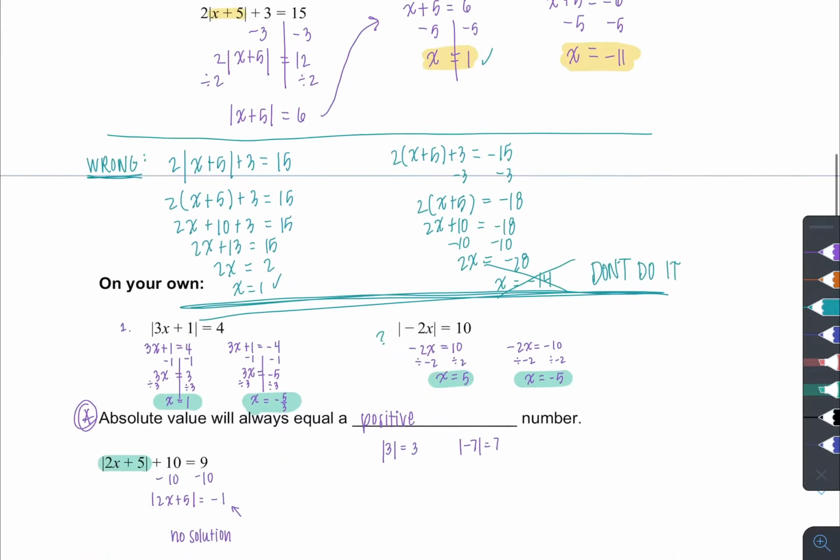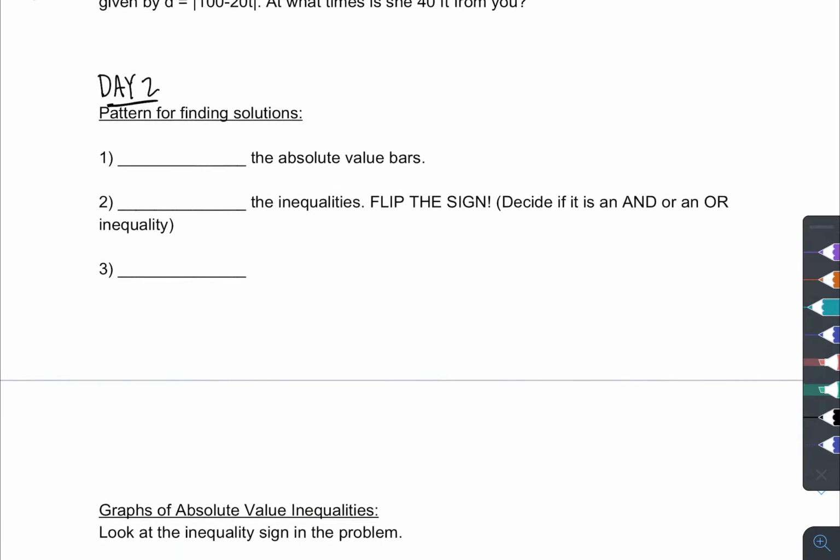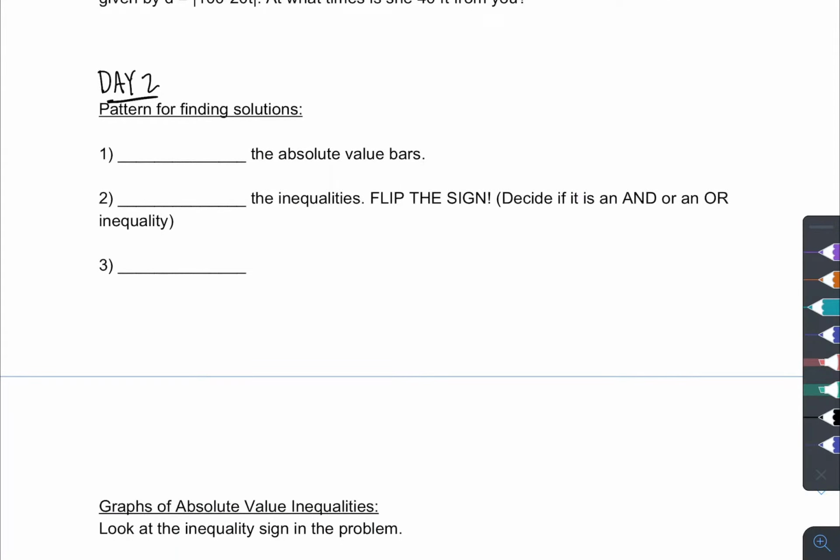Today we're talking about absolute value equations. We're on day 2, so we're going to scroll down to where it says pattern for finding solutions. That's where we're starting today. Okay, so here's the pattern for finding solutions.